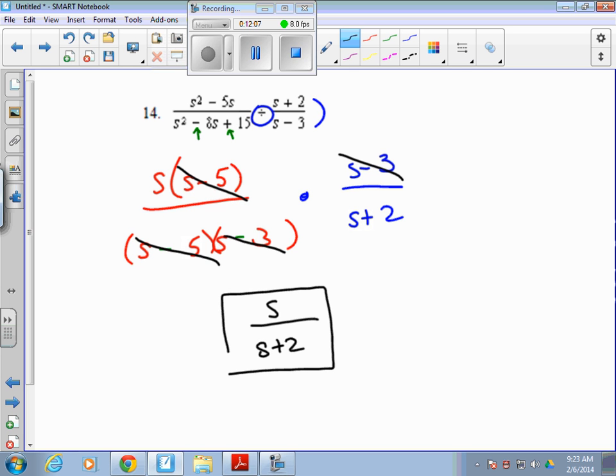And you can't cancel out. If you look at that and you say, well, can I cancel out s over s? No. Because of the fact that it's adding to 2. It's a binomial. You can't cancel it out.